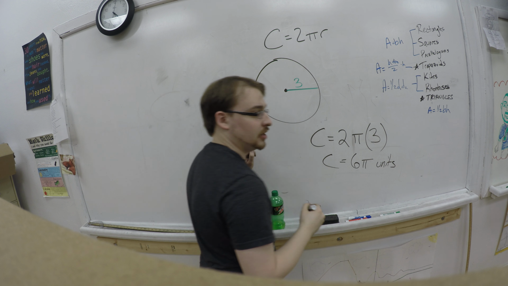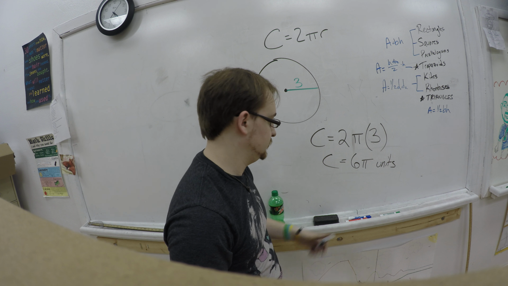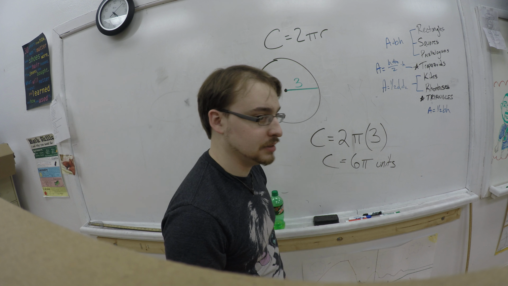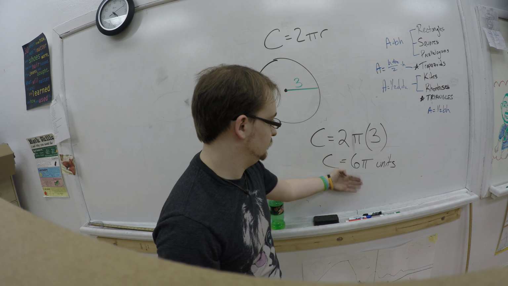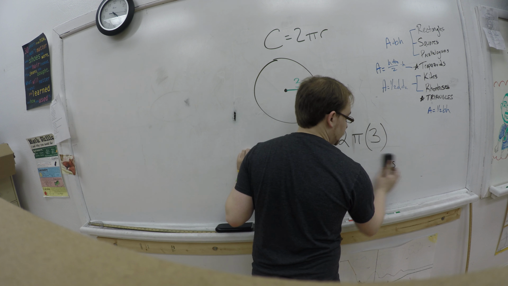Not units squared, because circumference is the outside, right? It's like the fence, the perimeter. Circumference. That's it. That's 2 free problems for you right there, right? Pretty easy. That's another free 4 points.